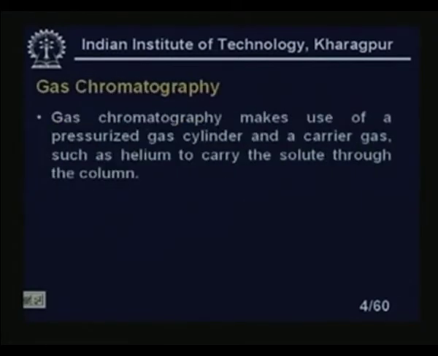Gas chromatography, we have already discussed. Gas chromatography makes use of a pressurized gas cylinder and a carrier gas such as helium, which is inert in nature, to carry the solute through the column. We have discussed that there is a column through which the gas should flow, and there is a packing material inside the column, which will adsorb and elute it one by one after some time.